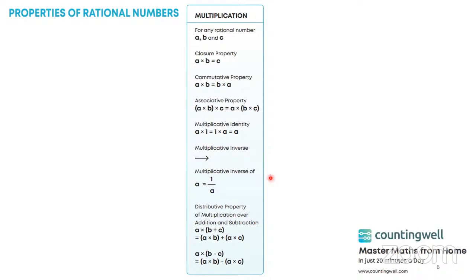What will be the multiplicative inverse of 0? Note that we cannot have a multiplicative inverse of 0 because 0 multiplied to any number cannot be equal to 1.